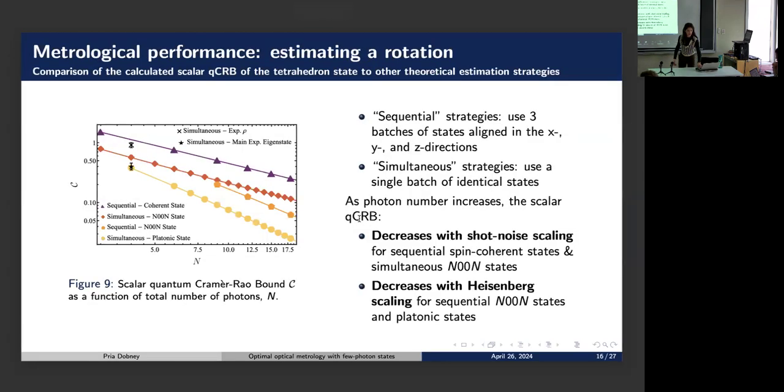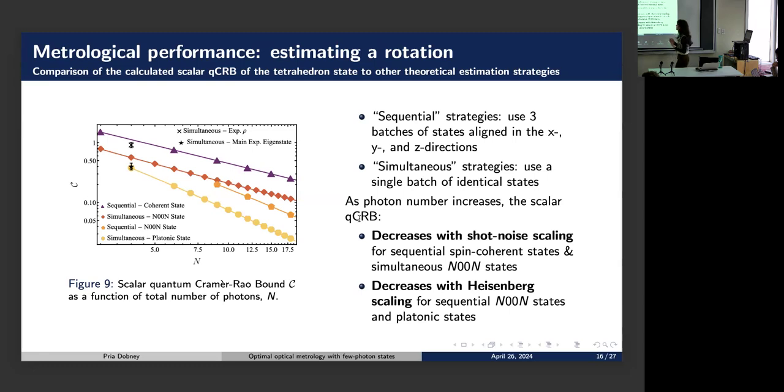Then what we did was compare different values of this scalar bound, which we're hoping to minimize as much as possible in order to get the most information about the state, for different types of states and how they perform at estimating the polarization and rotation, and compare them to our tetrahedron state. Some other common strategies people use are to try and use the NOON states that I talked about before to measure rotation. But as I mentioned, they are only optimal for measuring rotations when they are aligned to a particular axis.